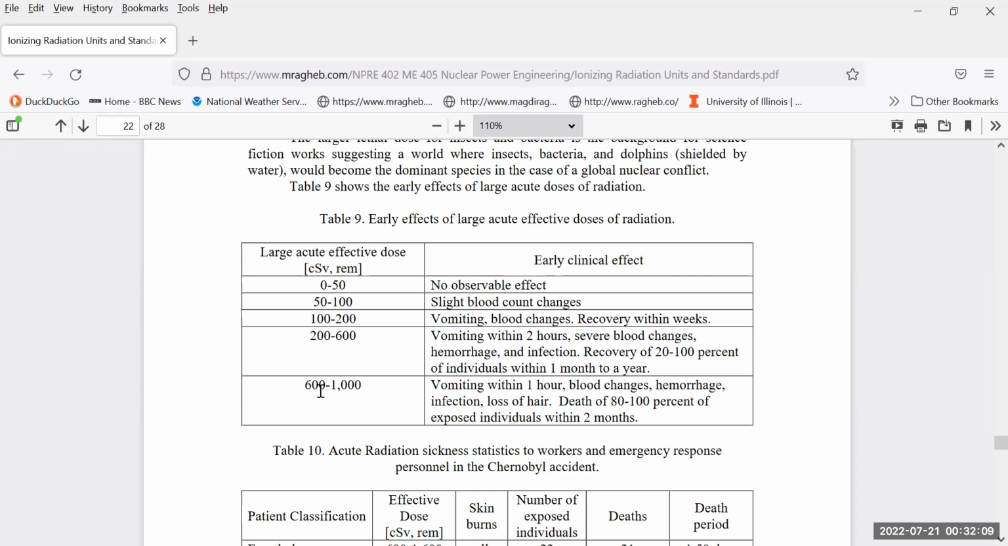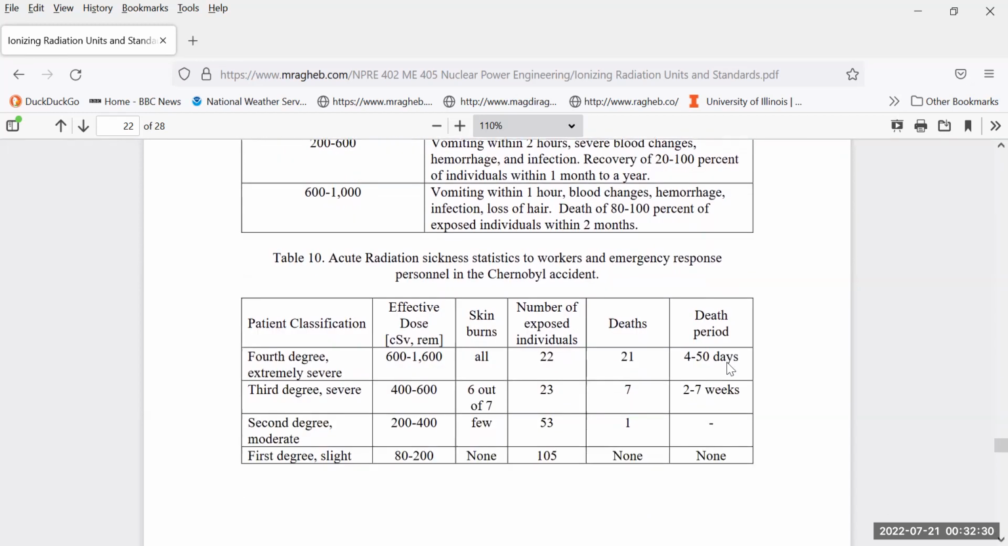At those effective doses of 600 to 1,000, the exposed individual will vomit, get blood changes because of the destruction of the white blood cells in the spine, hemorrhage, infection, and what you typically see when people are exposed to large doses of radiation, loss of hair. And that leads to the death of 80 to 100% of the exposed individuals within 2 months.